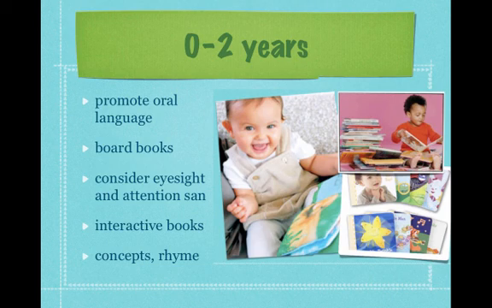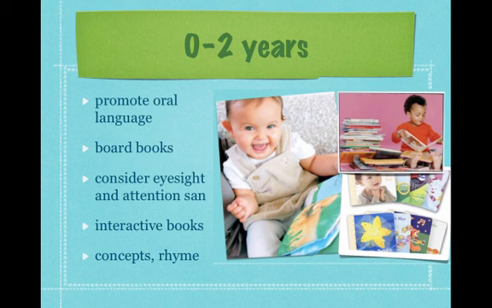So, 0 to 2 years old. At this age, everything goes into their mouths. So quality literature for infants to toddlers must promote oral language development. As we select text to use, consideration must be made to the limited attention span and eyesight of this age of learners. Board books, cloth books, plastic books, they're sturdy and they're often sized well for little hands.